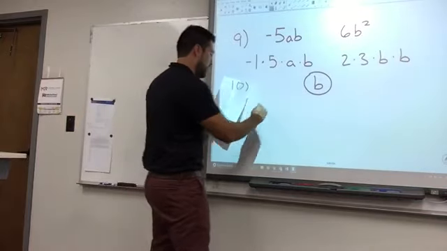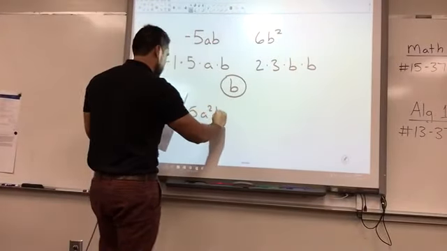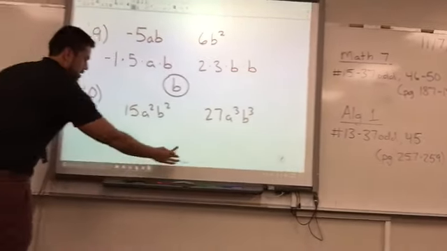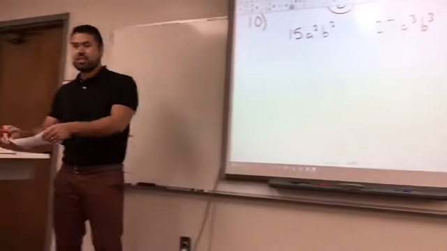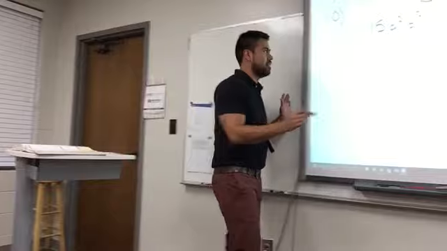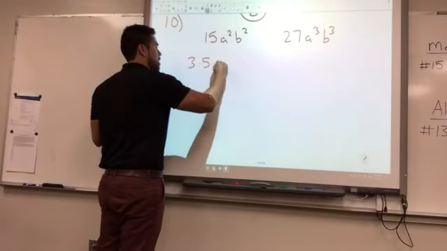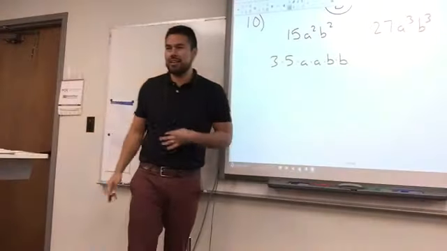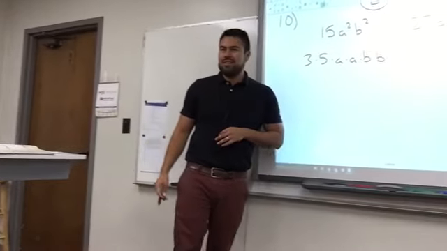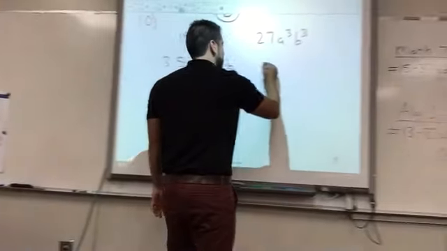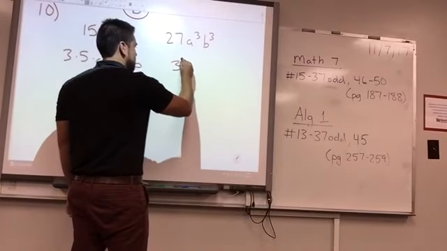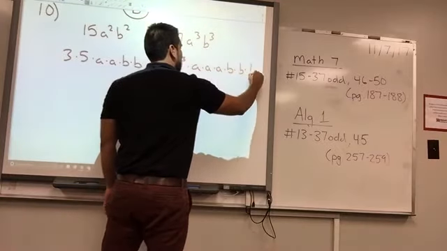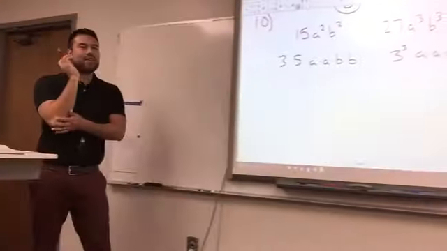All right, number 10. Here it is, guys. 15a squared b squared, 27a cubed b cubed. Okay, who can give me the prime factorization of 15a squared b squared? Jack. Good job. All right, who can give me 27a cubed b cubed? Marissa? Okay, so what's the prime factorization? It would be 3 cubed times a times b times a times. Good job. Okay, you guys got that prime factorization?